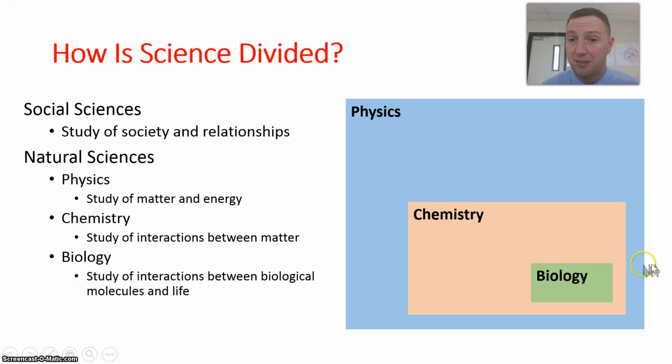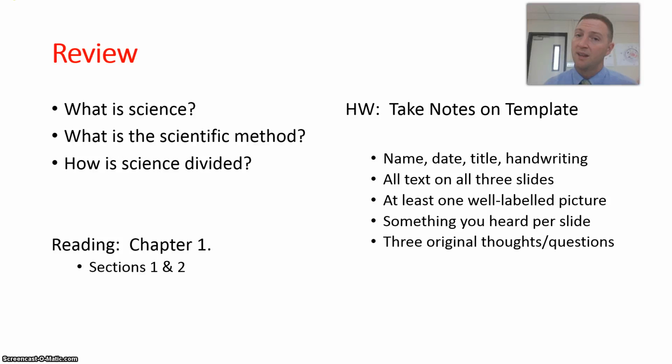Now, biology is a subset of chemistry. Chemistry is a subset of physics. And they all operate on the same rules, the same laws of physics. All right? We're going to get more into this throughout the whole year, but this is the big general game plan. All right? Make sure you've got your notes. Overall, we talked about what is science, what is the scientific method, how is science divided.